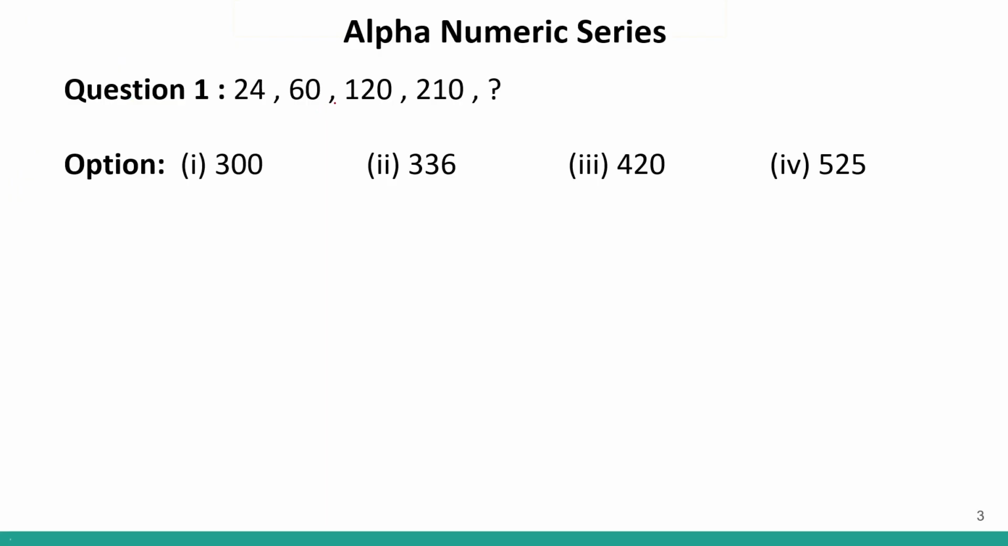Now, before we start solving the questions, there are certain concepts that I want you to revise. First is, what is the difference between odd and even numbers? Odd numbers are those numbers whose last digit or the unit place ends with 1, 3, 5, 7, or 9. Correct? Similarly, even numbers are those numbers whose unit place or the last digit ends with 0, 2, 4, 6, or 8. This is the difference between odd and even numbers.